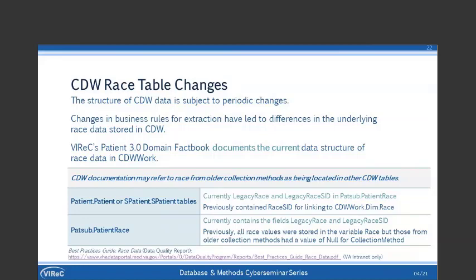So you may see in that documentation that the data are contained in the patient or S patient table, and those tables used to have a variable called race SID, which could be linked to the cdwwork.dim race table to obtain the race, again, the old, what's now the legacy race variable for those individuals. Prior to that, in a prior iteration, the data were also still contained in the patient race table, but instead of being in a separate variable called legacy race, both the older and newer data methods were all stored in the variable race, but those from the older methods had a null value for the collection method.